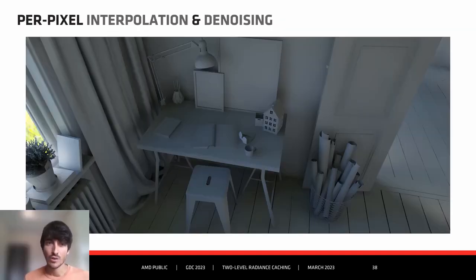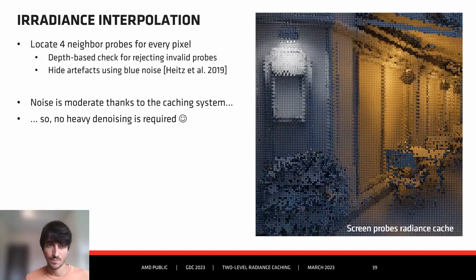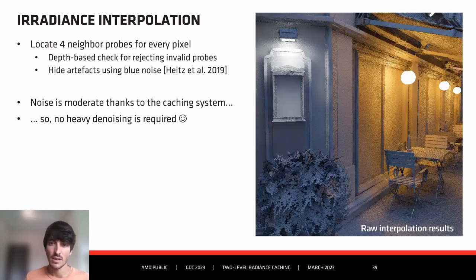All right, now I'll go over the interpolation. How do we interpolate from our probes per pixel and denoise? I've already mentioned more or less how the interpolation path works. We simply locate the 4 neighbor probes for every pixel. We use a depth condition for rejecting invalid probes to avoid light leaking, and we hide the artifacts of the interpolation behind blue noise. So this is our probe grid, and this is the raw results of our interpolation.